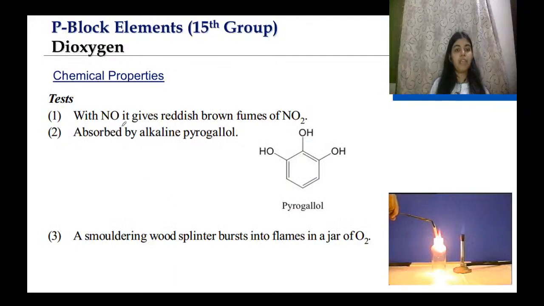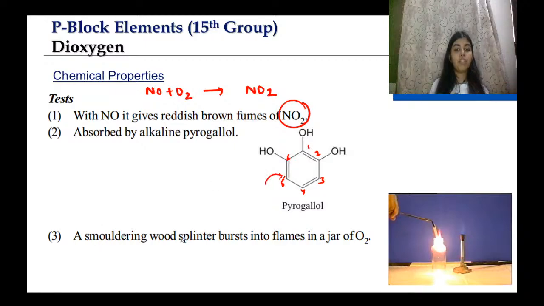Chemical properties, if you see, with NO it gives reddish brown fumes of NO2. We already know that color of NO2 is what, basically reddish brown. So NO plus O2 will give you NO2. Absorbed by alkaline pyrogallol. So what is pyrogallol basically? 1, 2, 3, 4, 5, 6. So 1, 2, 6 hydroxybenzene is known as basically the pyrogallol, right? So oxygen is absorbed by this particular thing.